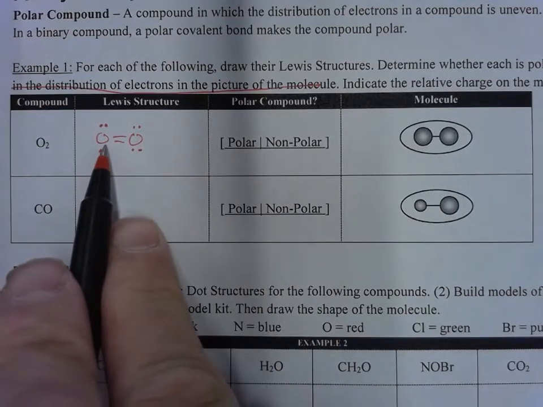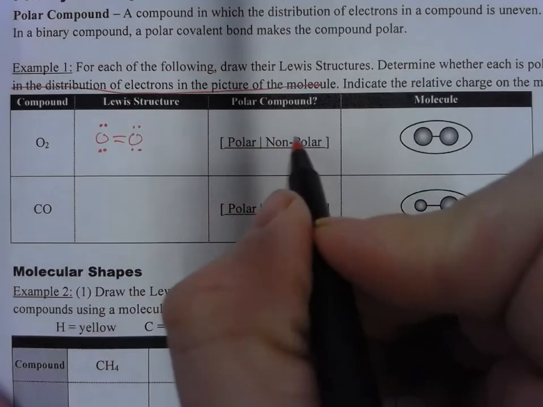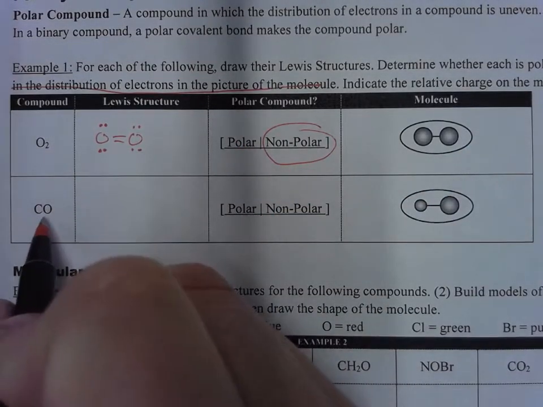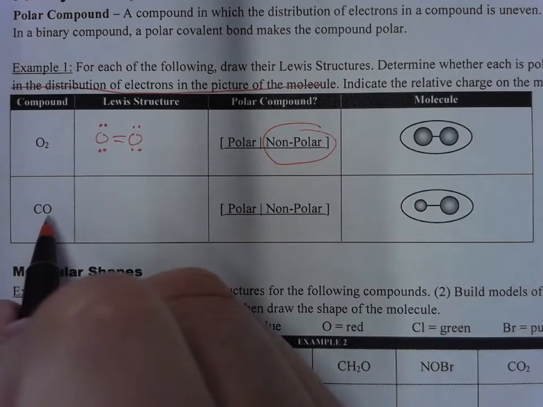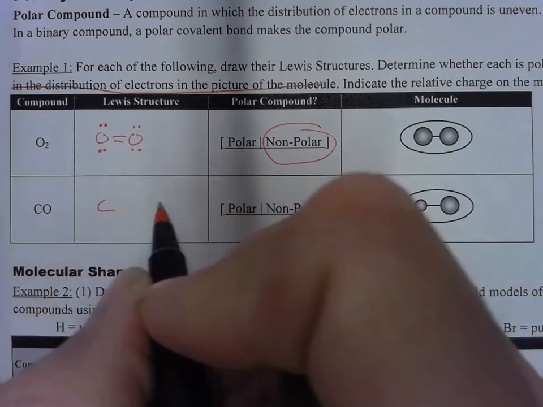You've got a strong interaction with a strong. Is that polar? No, it is not. It's nonpolar. Okay? Strong and strong. Carbon and oxygen. Carbon is weak, oxygen is strong. So carbon monoxide.